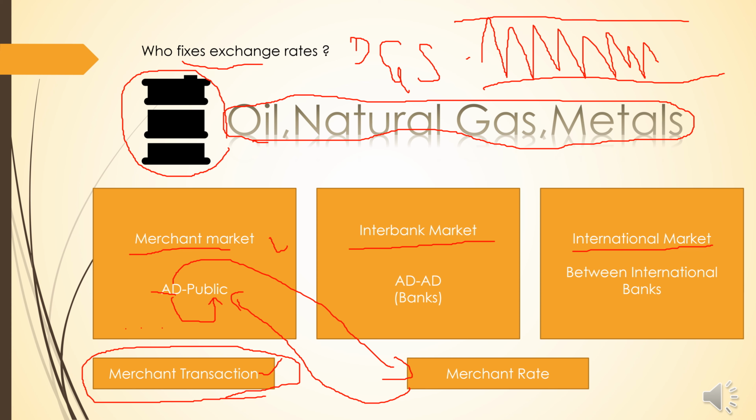And now coming to the interbank market, here the transactions are between authorized dealers. To understand in a simple way, you can say it's between domestic banks. Here the transactions are relatively big, and you can see it as a wholesale market of foreign currency. And the last one is the international market. Here the transactions are between international banks. There may be one domestic bank involved, but the counterparty will be an international bank.